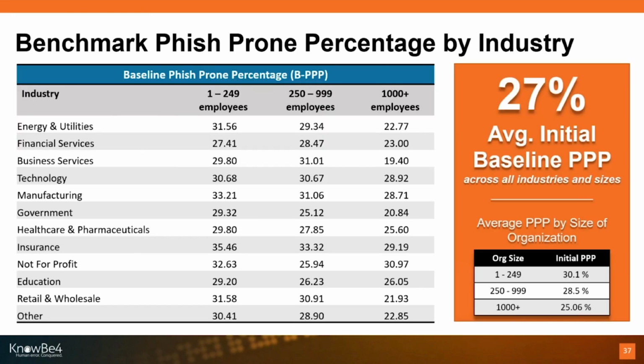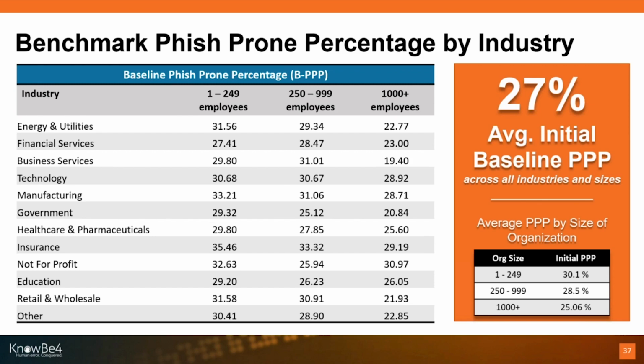Now, again, 27% average initial baseline. This was the overall average, okay? So in smaller organizations under 250 people, the average phish prone percentage, 30.1%. I want you to think about that. Phishing is bad. Phishing is driving ransomware. It's driving CEO fraud. It's driving all kinds of malware and nightmares. And on average, a 30.1% click rate. That should scare people, right?